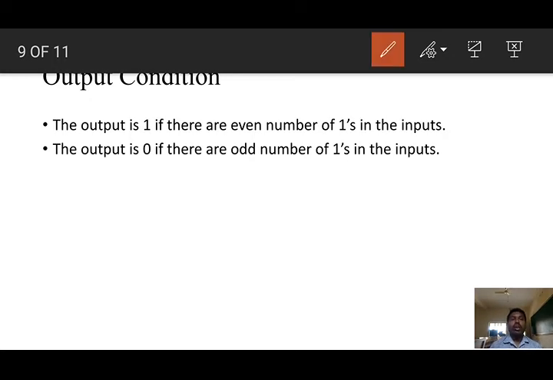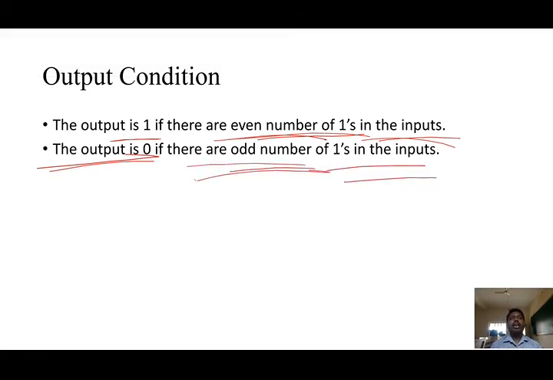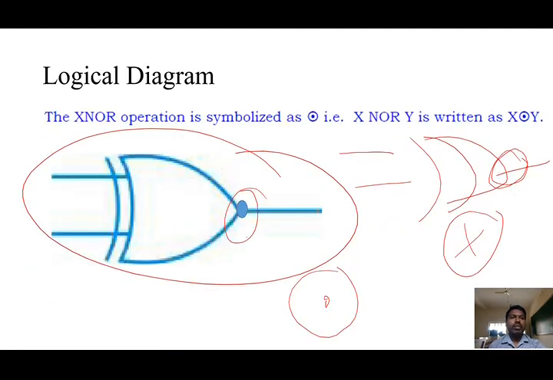Now we are very clear about the output condition. See, the output is 1 if there are an even number of ones in the inputs, otherwise 0, or we can say the output is 0 if there are an odd number of ones in the inputs. Understand? Dear students, I am going to conclude this video by giving a summary.